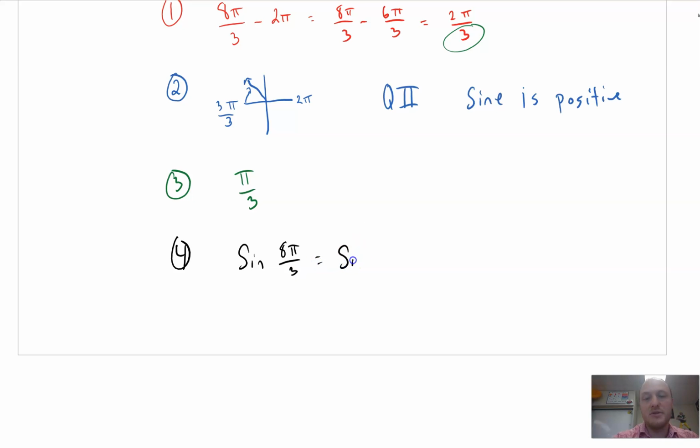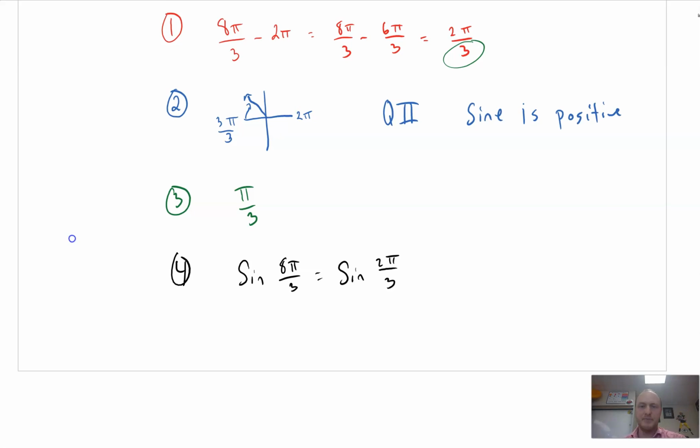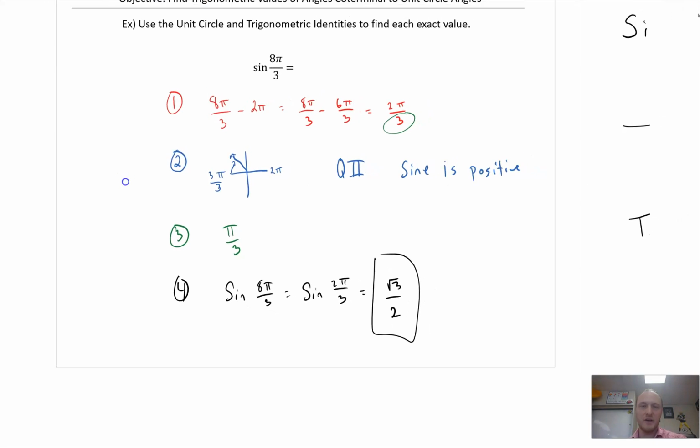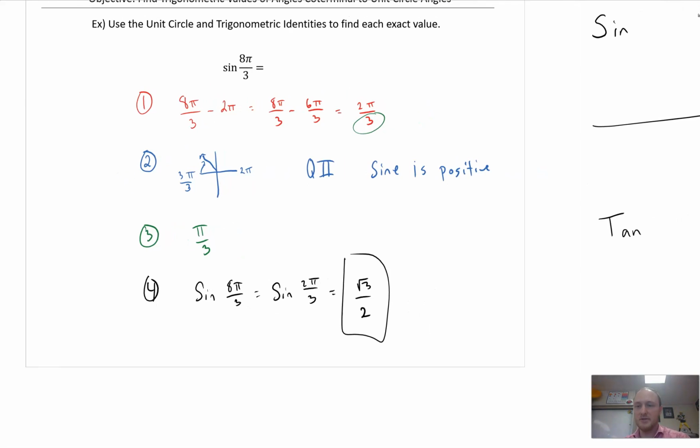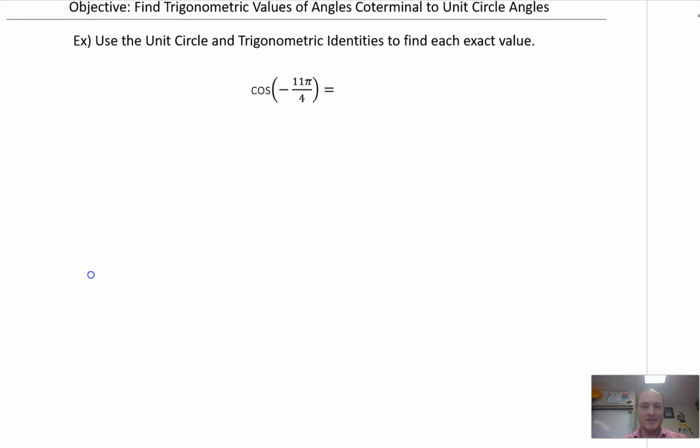Well, it's going to be equal to sine of 2 pi thirds. Which, if I'm calculating this, I know it's a pi third angle, so I'm going to use my hand trick. Pi thirds, sine, it's the y value, right? And that is root 3 over 2. And there you have it. That's how you find the trig values of coterminal angles. Let's look at another example.